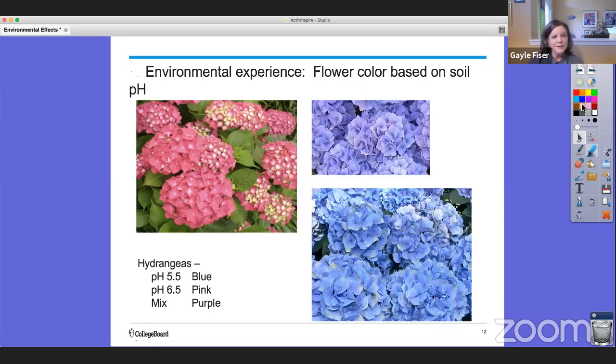All right, our next environmental experience: flower color based on soil pH. My favorite flower is a hydrangea, and in a soil pH of 5.5, you'll have blue, and in a soil pH of 6.5, you'll have pink. But if you have a mix, then you have purple.